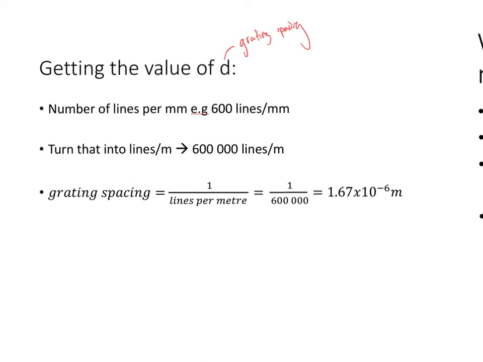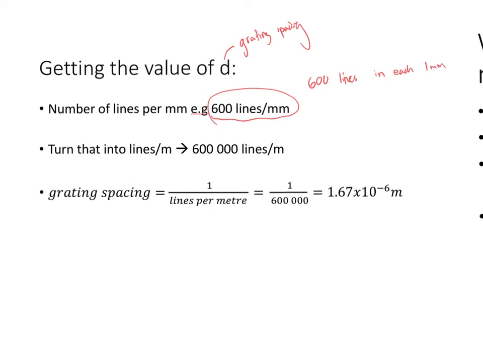Now this one is quite simple if you understand exactly what is going on here. Usually, like I showed you at the beginning of the video, it tells you the number of lines per millimeter. So that means there's 600 lines in each millimeter.